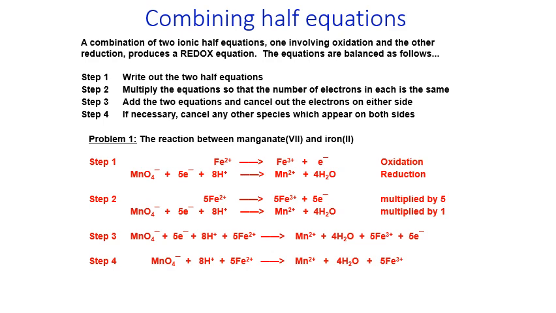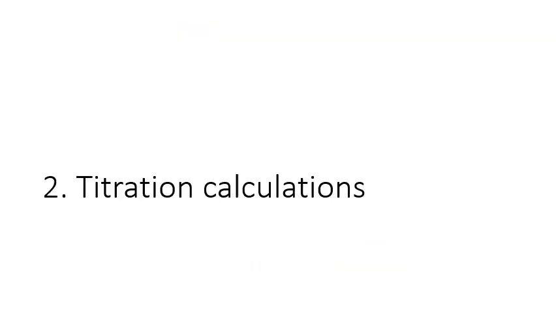And that's what we've done there. Okay, so we've basically just cancelled out the 5 electrons from both sides, giving the overall reaction there. So next thing we're going to look at is titration calculations.